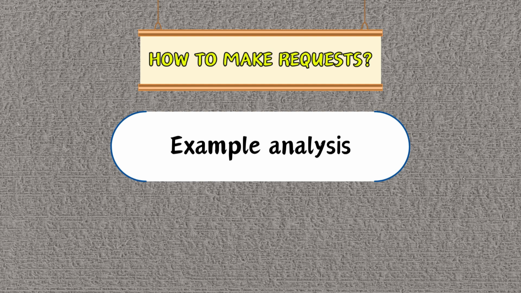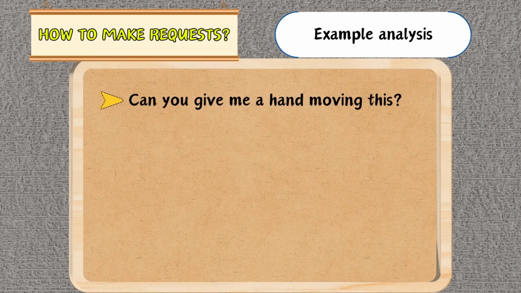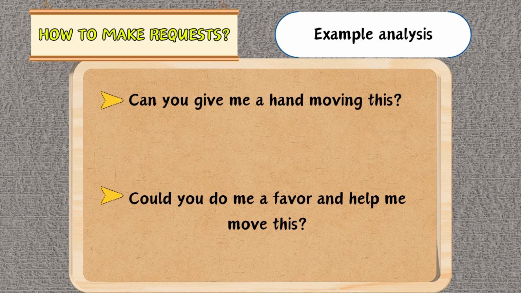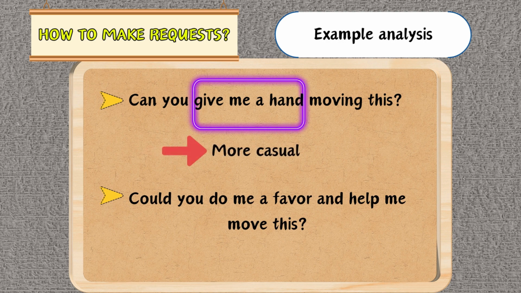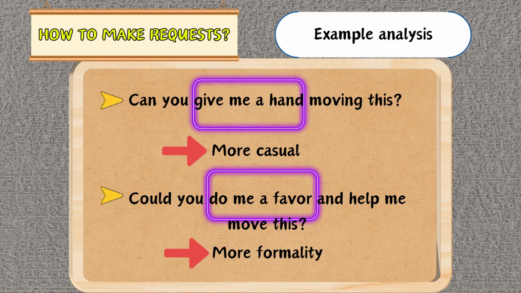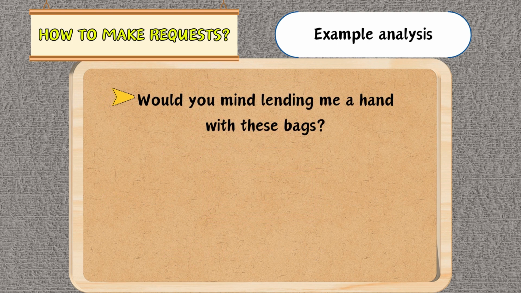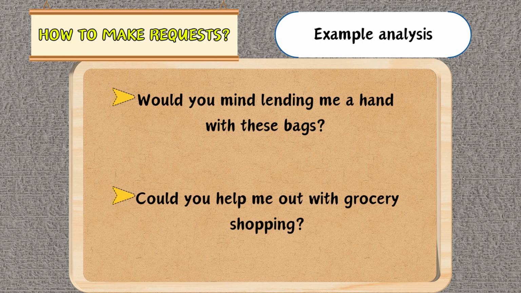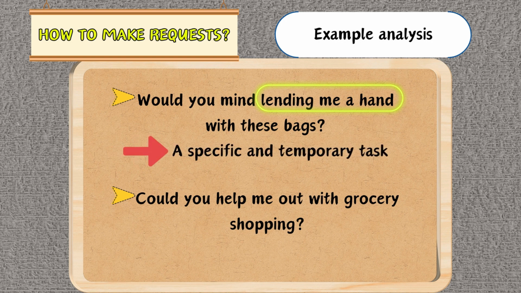About level of formality, example 1, can you give me a hand moving this? Compared to, could you do me a favor and help me move this? Give me a hand is more casual, while do me a favor adds a bit more formality. Example 2, would you mind lending me a hand with these bags? Compared to, could you help me out with grocery shopping? Lend me a hand implies a specific and temporary task, while help me out is more general.